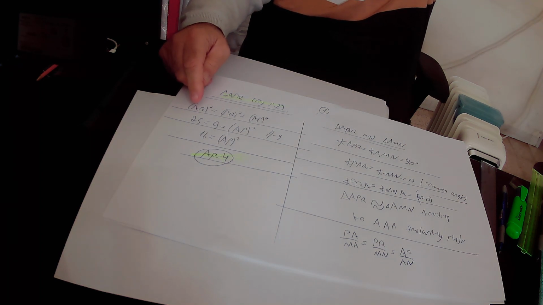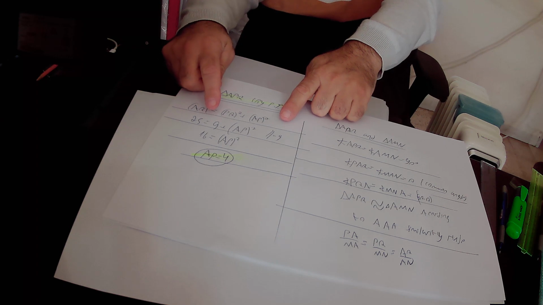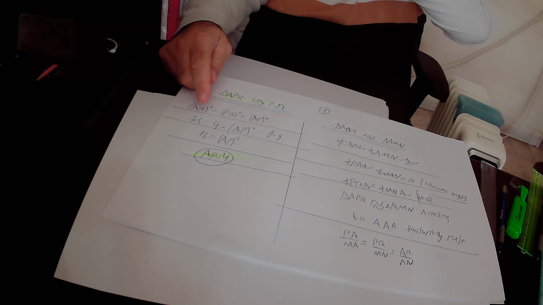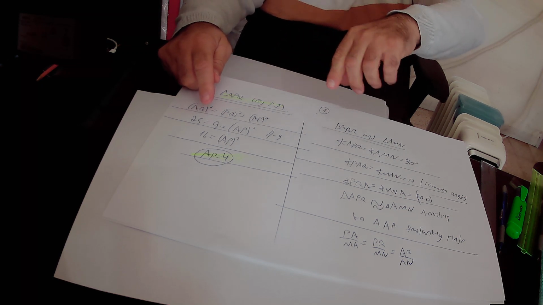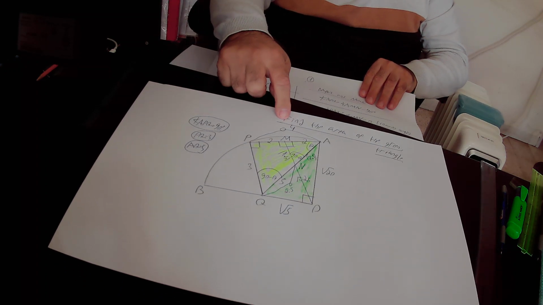Here we subtracted 9 from this equation and found that 25 minus 9 is 16. 16 equals AP square. We took the square root of this equation and found that AP equals the square root of 16, that is 4. So AP equals 4 units in length.